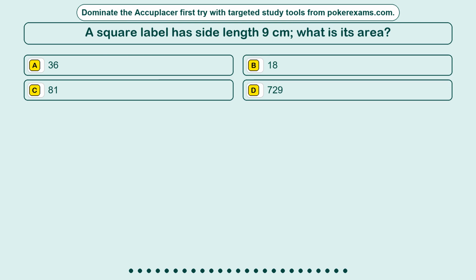Question 12. A square label has side length 9 centimeters. What is its area? Option A, 36. Option B, 18. Option C, 81. Option D, 729.